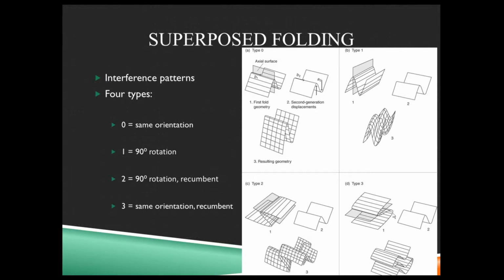And then type 3 is recumbent for the initial fold and upright for the second fold, but at 90 degrees from type 2, so that basically they're at the same orientation as each other now. Just the first one's recumbent and the second one's upright. And you get this cool pattern that looks exactly like what we were looking at on the previous slide.